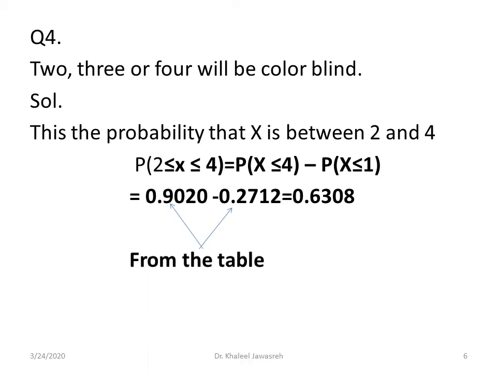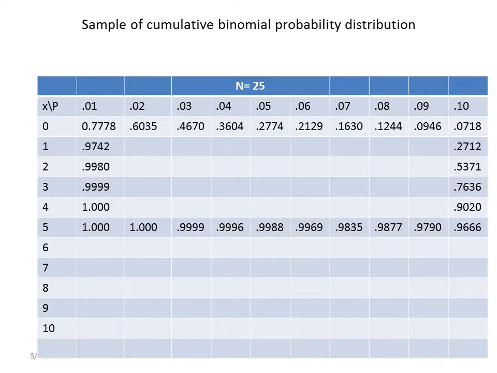This is from the table. You can see them all, and this is a sample of a cumulative frequency binomial distribution. You can find that n equals 25 and the probability is 0.01, 0.02, 0.03, up to 0.10, and the x values are from 0 up to 10.